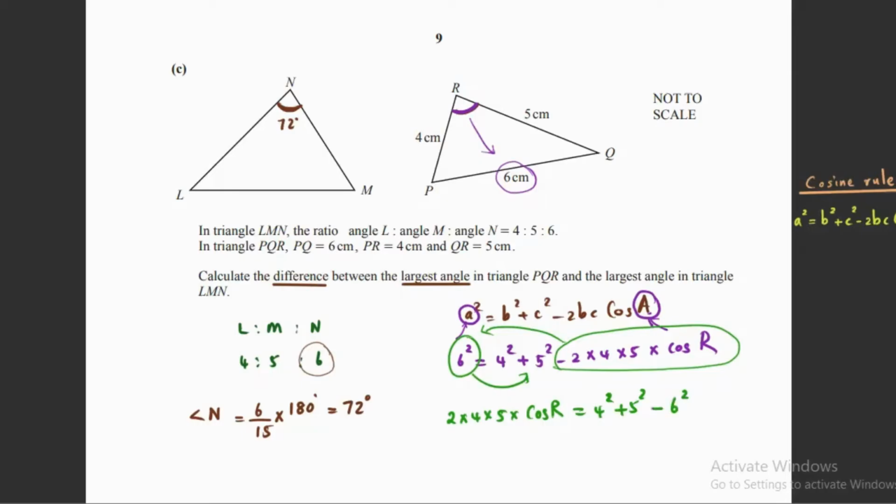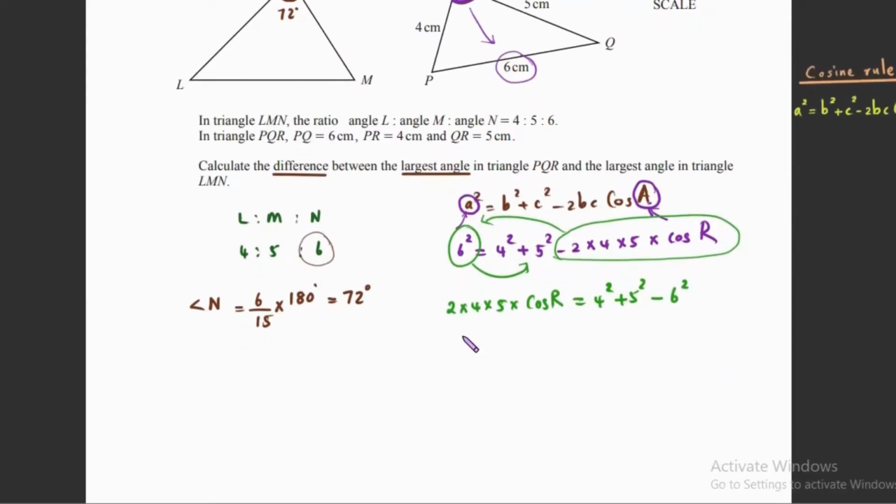It becomes minus 6 squared because it was positive when it was on the left side of the equation. I need to find what R is, so I'm going to isolate cos R first. So cos R is equal to 4 squared plus 5 squared minus 6 squared, divided by 2 times 4 times 5, because these 3 are multiplying with cos R. So when I take them to the other side, they have to get divided. This will give us what cos R is.